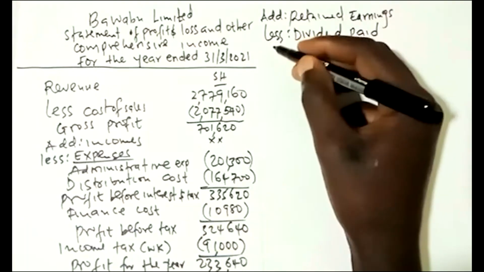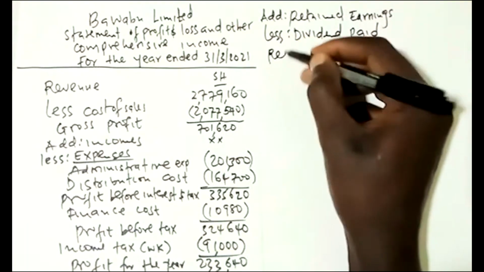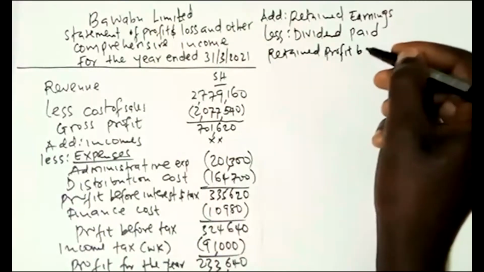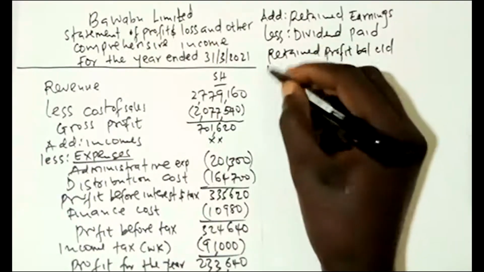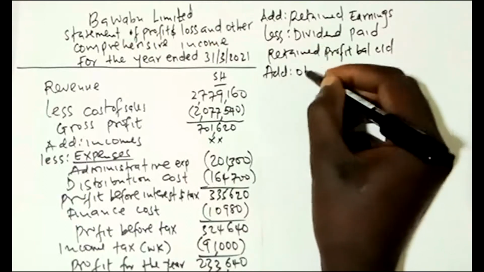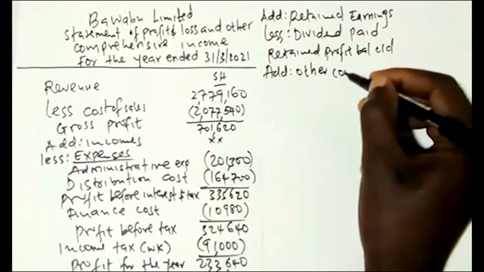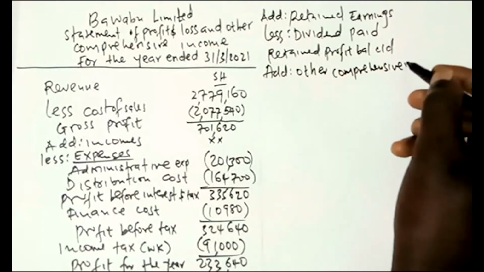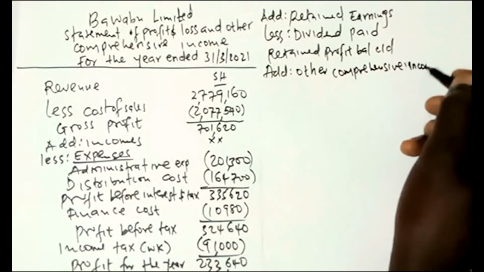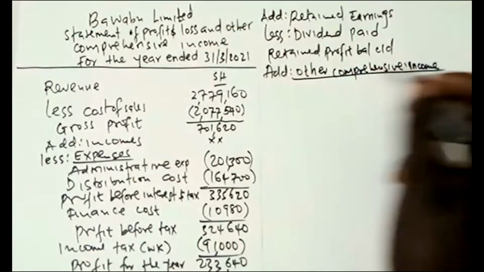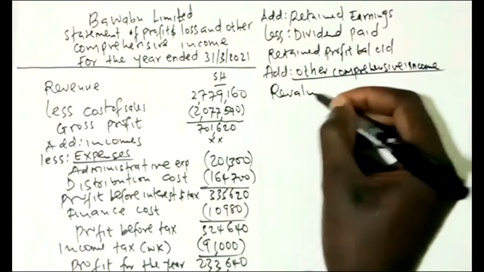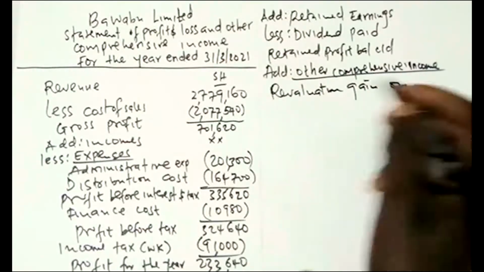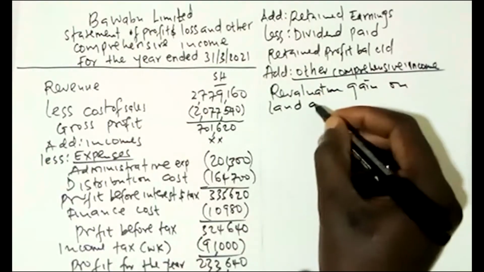So that I get the retained profit for the year. Retained profit, balance carried down. Then after that is when I would add other comprehensive incomes. So the other comprehensive incomes, remember, is that one of revaluation gain. So the revaluation gain on land and buildings.